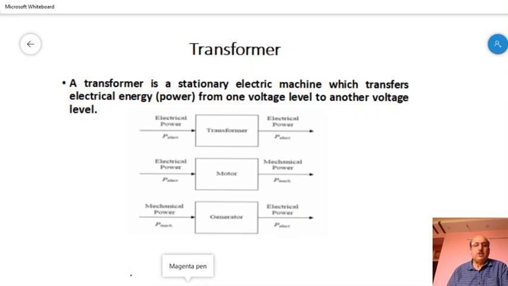We have some electric machines like a generator, which transfers mechanical power into electrical power, and a motor, which transfers electrical power to mechanical power. These two both are rotatory devices.